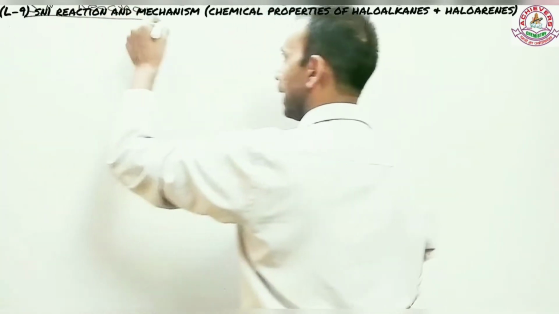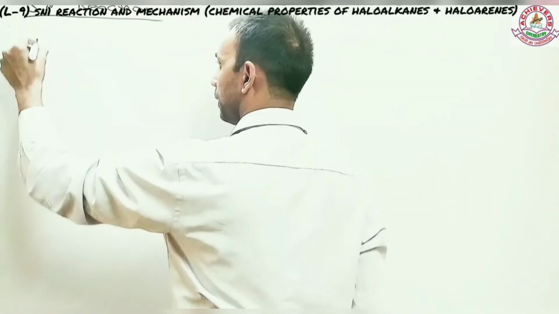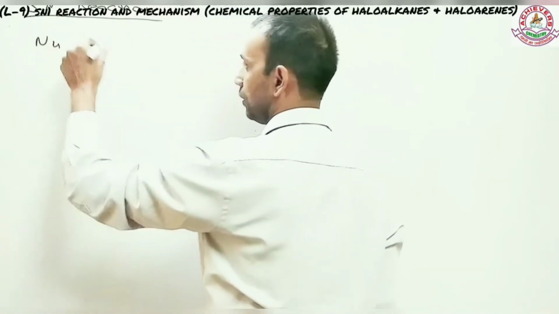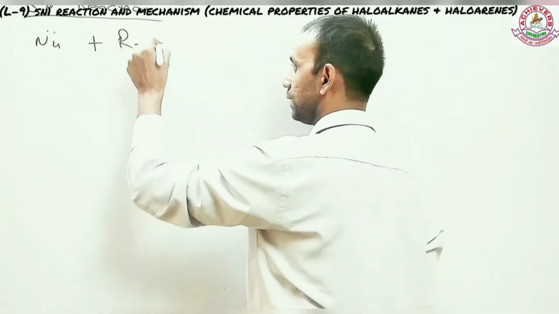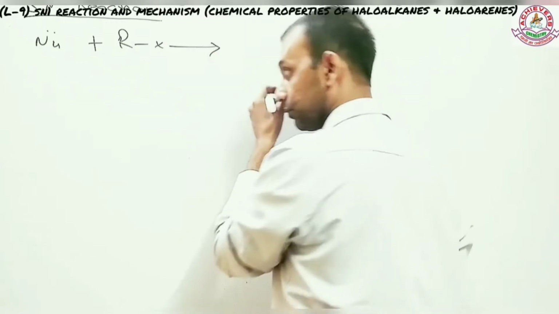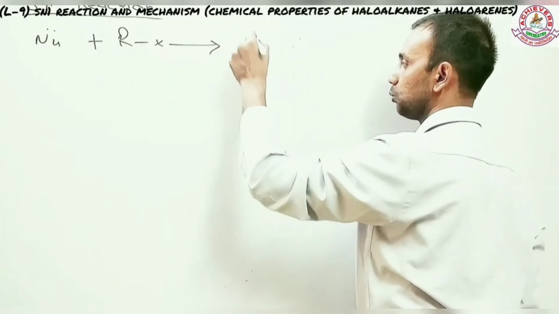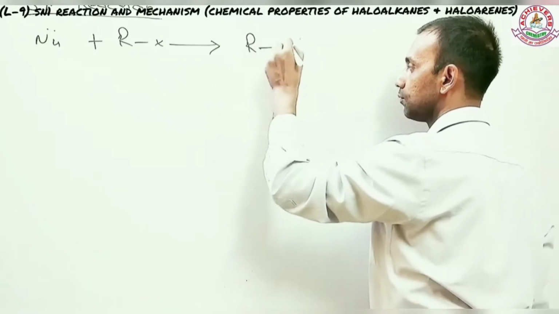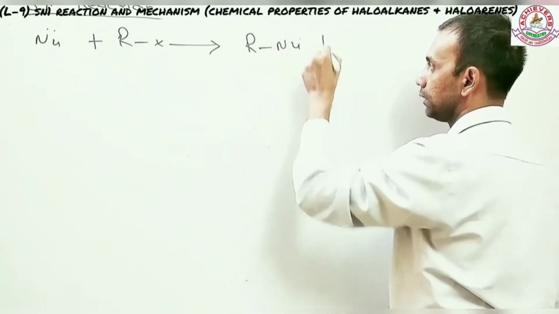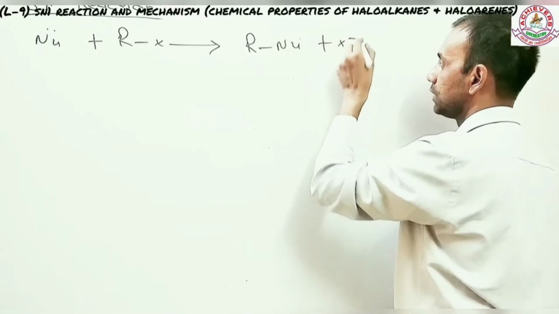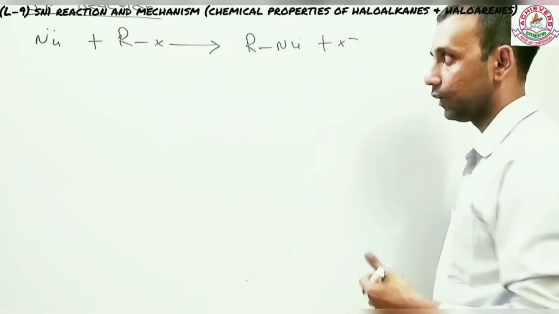In case you need to know, what happens when a haloalkane is attacked by a nucleophile? The halogen is replaced by the attacking nucleophile. It forms R-nucleophile, and the halogen itself gets separated. So this is called nucleophilic substitution reaction of the haloalkane.